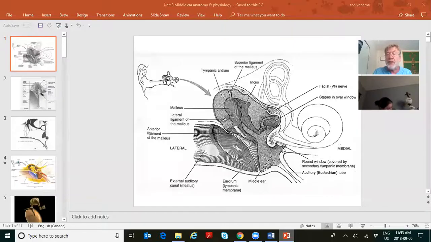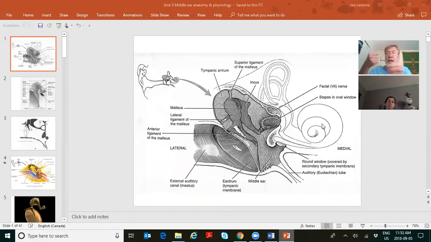Right here where my cursor is, it can move in and out. It can bend. So when the oval window pushes in with sound waves, the round window is bulging out. And that allows the fluid motion to occur in the cochlea.